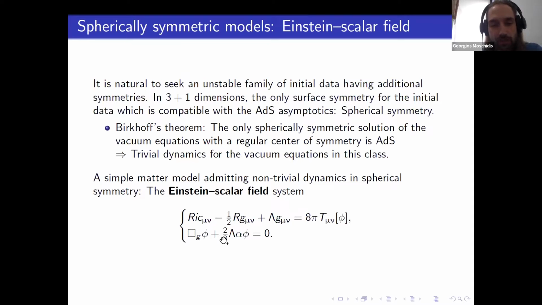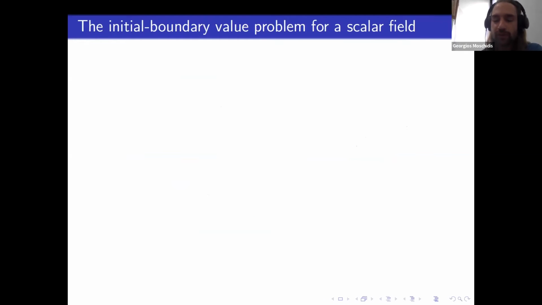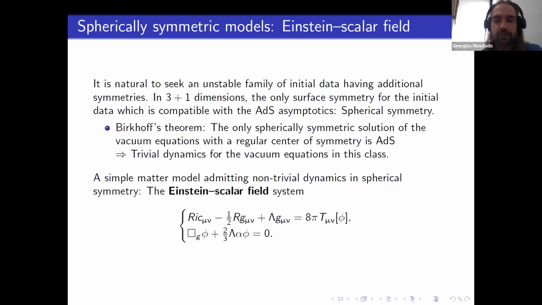So in particular, the equation for the scalar field for us is going to be a Klein-Gordon equation, where I'm going to use this parameter alpha here for the Klein-Gordon mass. So whenever you see an alpha from now on in the next few slides, this is going to refer to the Klein-Gordon mass of the scalar field.